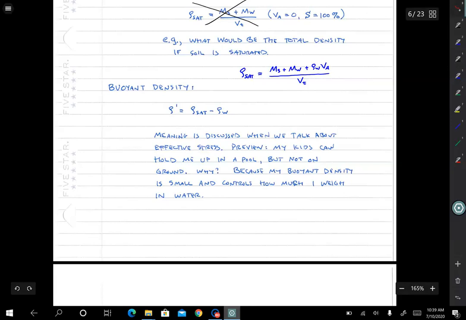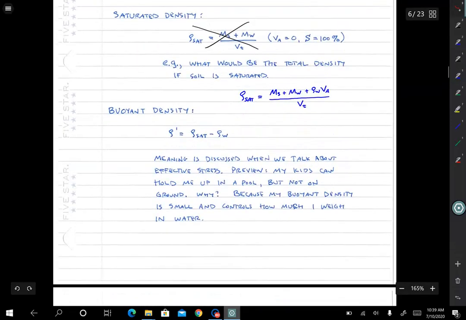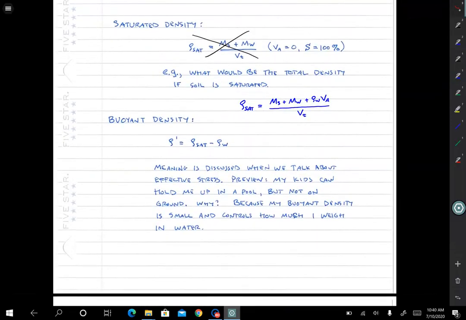Okay, and then there's one more concept that's important before we end, and that's the buoyant density. So the buoyant density is important when we get to computing effective stress, which is like the key concept in soil mechanics. So we're not quite there yet. We'll get to that in the next section of the course. But I wanted to introduce buoyant density here just to explain to you what it means. It's defined as the saturated density minus the density of water.